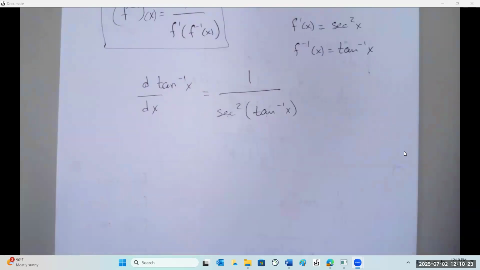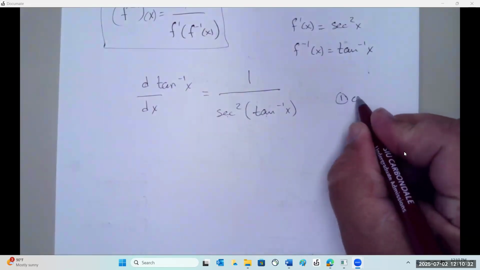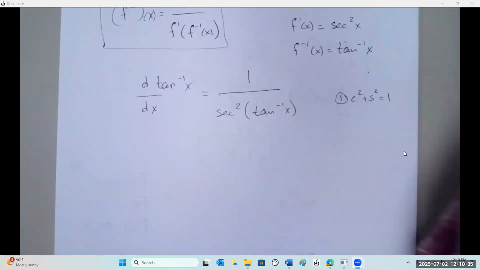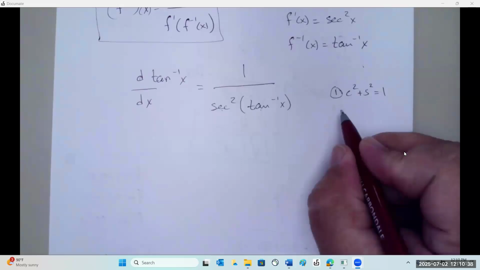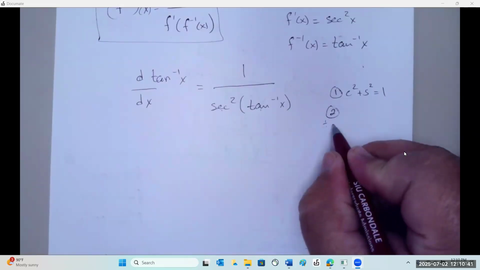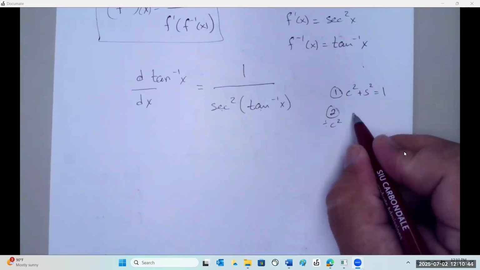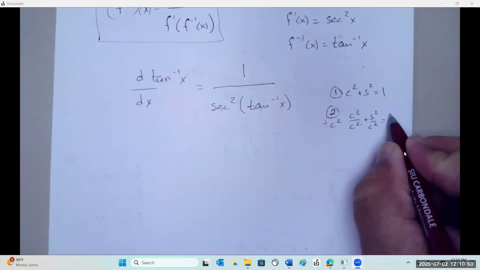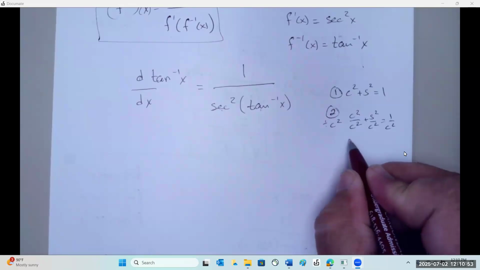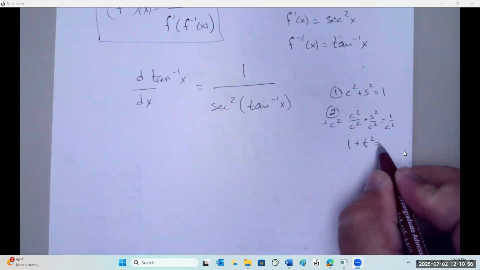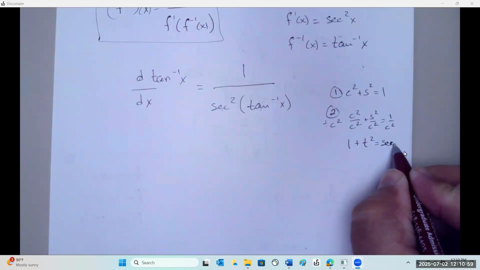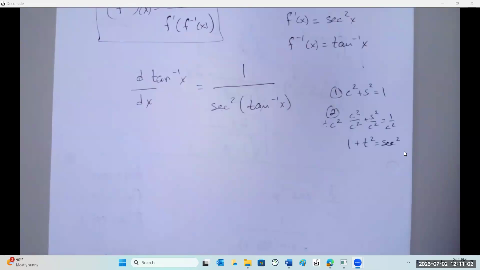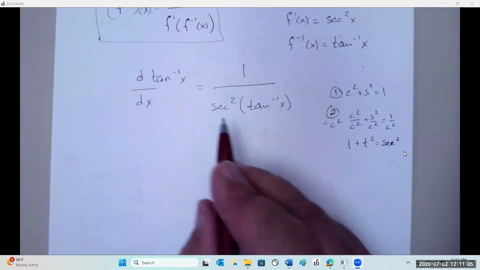Is there a connection between secant and tangent? Well, let's see. We know our first one we had was cosine squared plus sine squared equals 1. If we divided this one by cosine squared, we have cosine squared over cosine squared, sine squared over cosine squared equals 1 over cosine squared, which would be 1 plus tangent squared equals secant squared. So secant squared is 1 plus tangent.